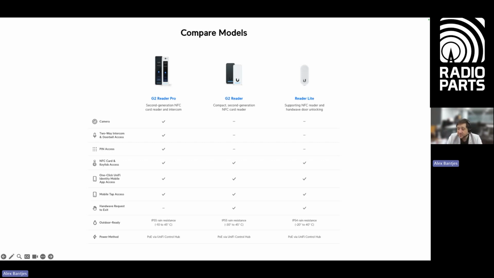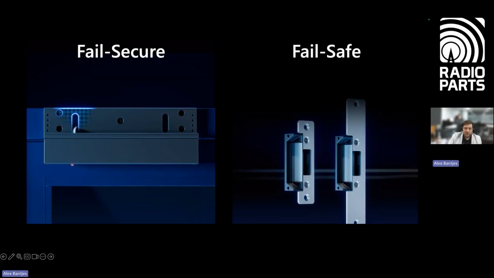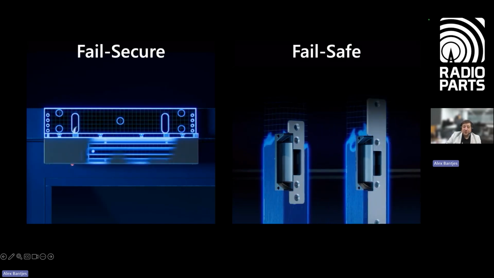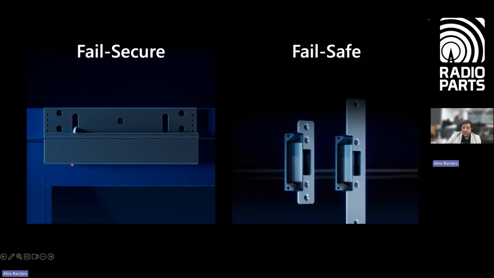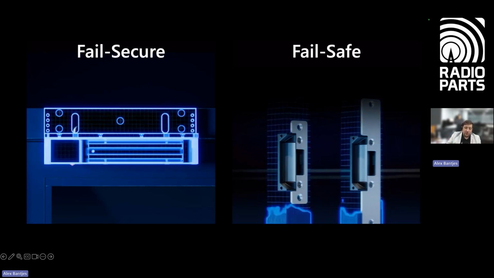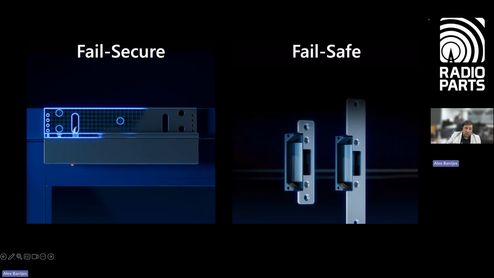The G2 Reader, like I said before, is just a normal NFC, or basically just a hand wave to open it up. And the Reader Lite obviously is a door control as well. Ubiquiti does the mag locks as well, so they do both a fail secure and a fail safe version. Just to explain the difference between them, it basically relates to what happens in case of a power outage.